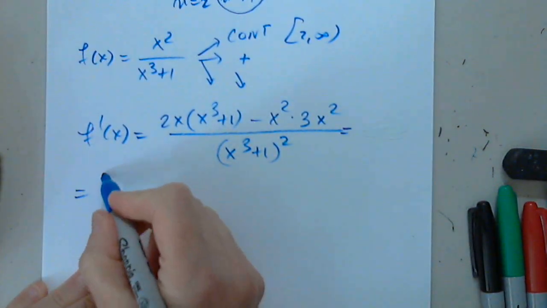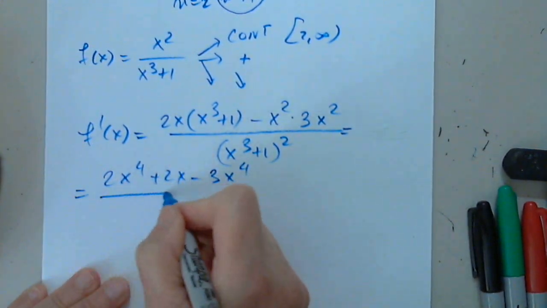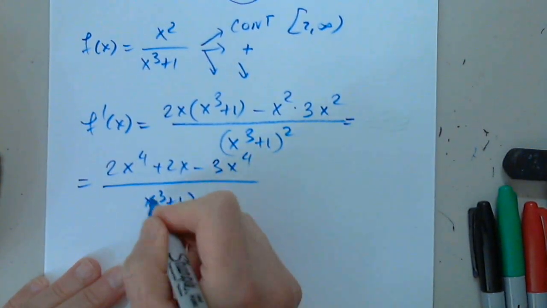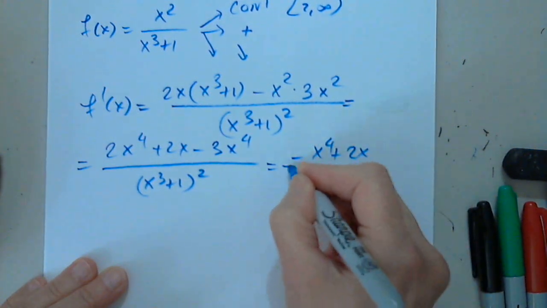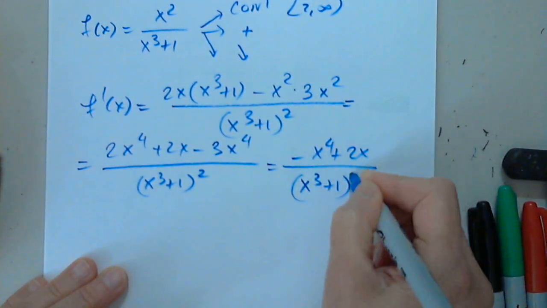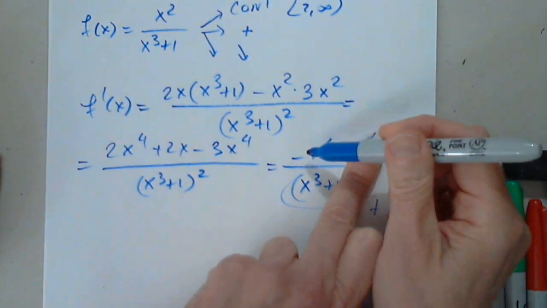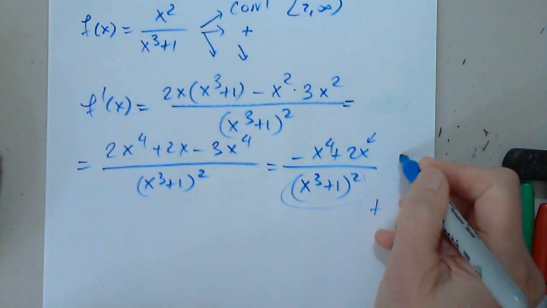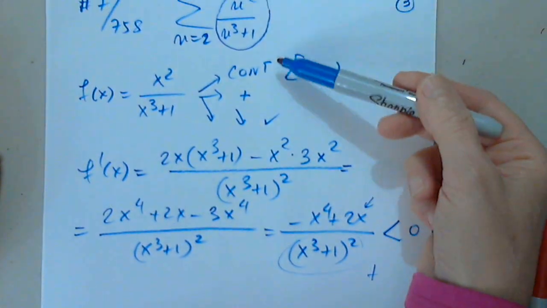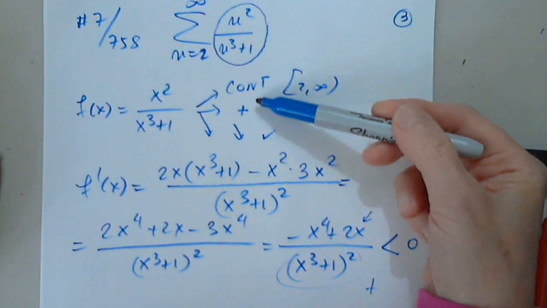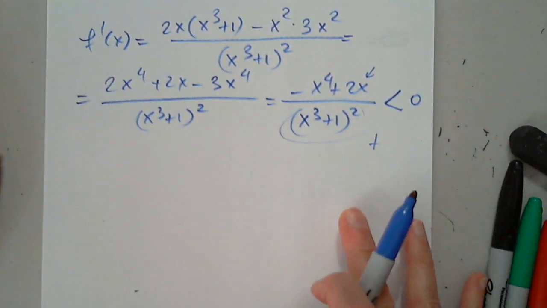So we have then 2x to the fourth plus 2x minus 3x to the fourth over x cubed plus 1 to the second power. And this is negative x to the fourth plus 2x over x cubed plus 1 squared. This is definitely positive. This is tiny by comparison to negative x to the fourth. So this will be less than 0. So all three conditions required by the integral test are fulfilled. So we will continue then by applying the test.